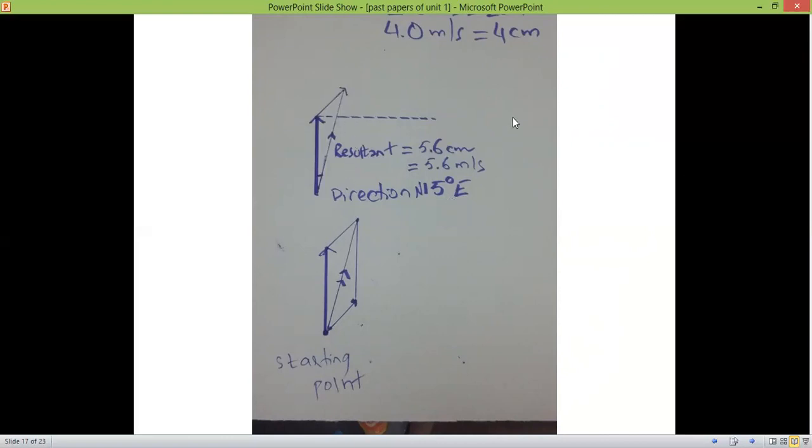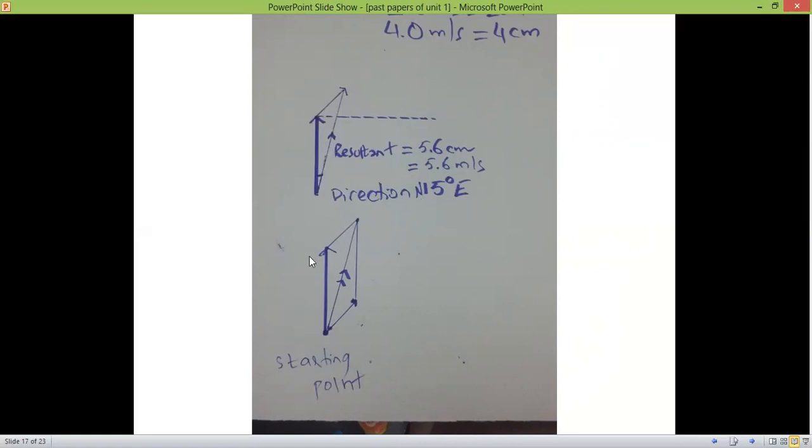Magnitude is obtained by measuring the length of this resultant velocity. It is equal to 5.6 centimeter. Since 1 meter per second is equal to 1 centimeter, therefore centimeter will be simply replaced by meter per second. So answer of the resultant velocity is 5.6 meter per second. And then we need a protractor to measure the angle made by the resultant with the north direction, and it is 15. It is in between north and east. So it is 15 degrees.